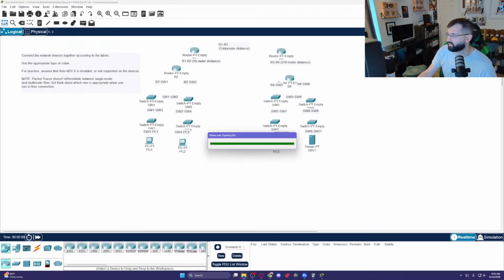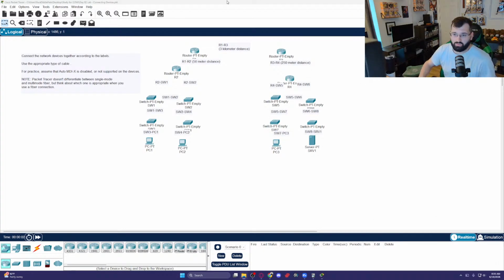Now, I think these are Packet Tracers that he created. I don't think they're Packet Tracers that are done by Cisco, which we will also do. We will do the Cisco Packet Tracers as well. Anyway.